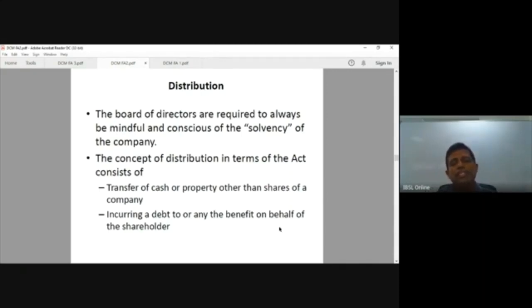The board of directors are required to always be mindful and conscious of the solvency of the company. When you are distributing some funds from the company to the shareholders, there's a requirement as board of directors, you have to consider the concept of solvency before that distribution.